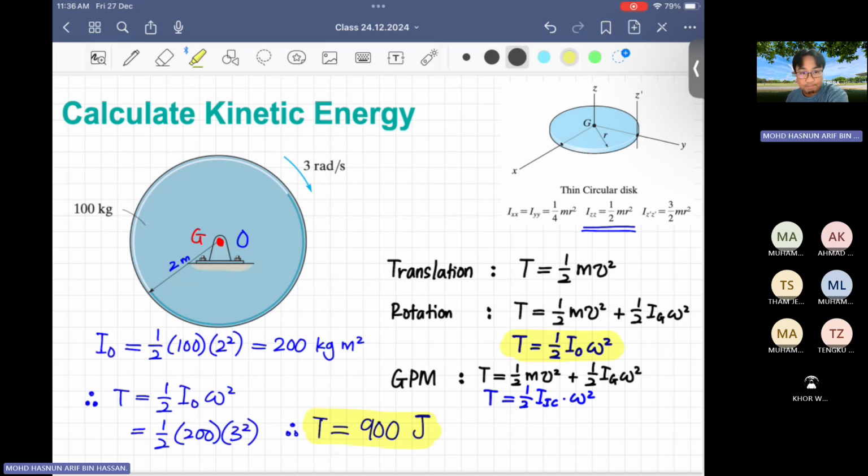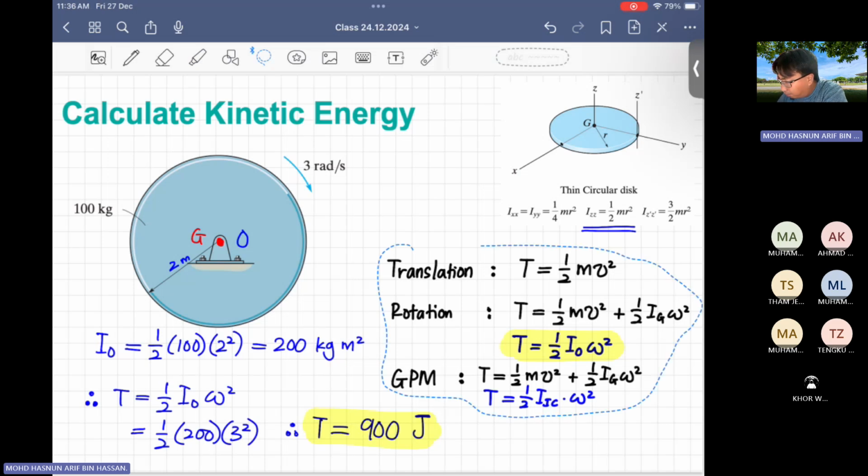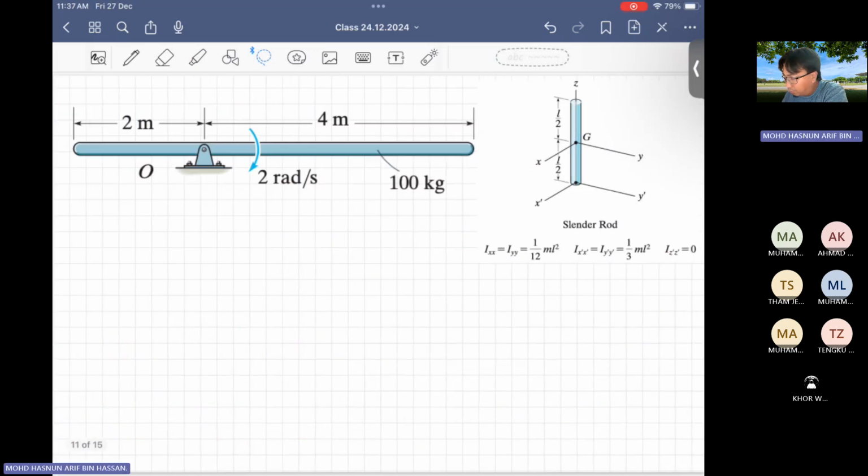Any question on this? Any question? All clear? If clear, then let's move on to the next question. Let me copy the formula first. Okay. Now let's move to this one.